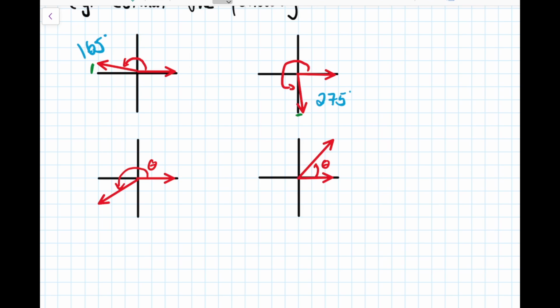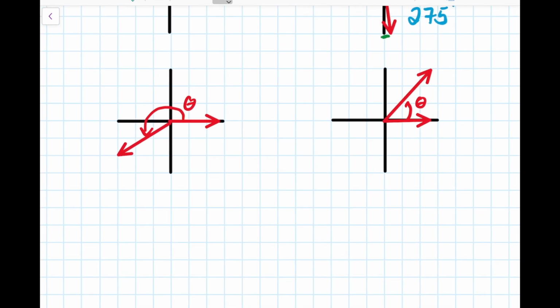All right, so for the one in the bottom left, we're between 180 and 270, definitely closer to 180. So a reasonable approximation for this would probably be somewhere in the neighborhood of 210 degrees.